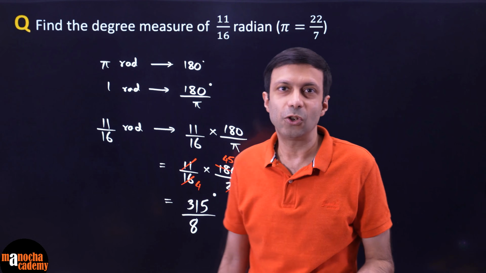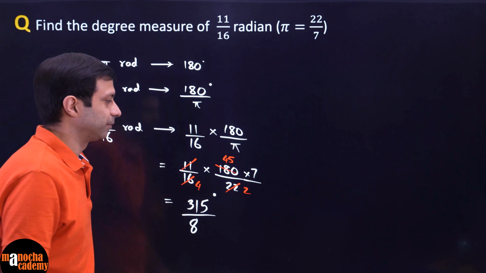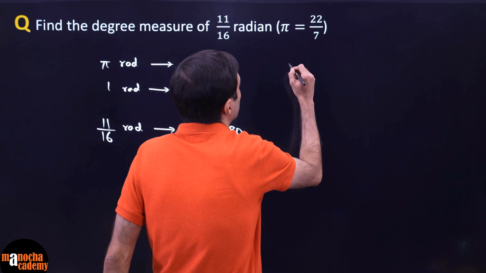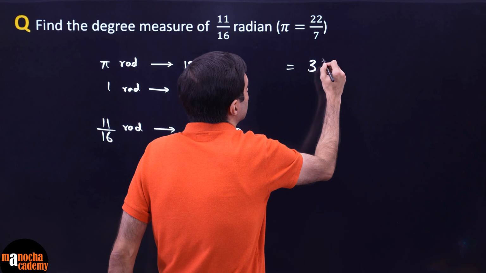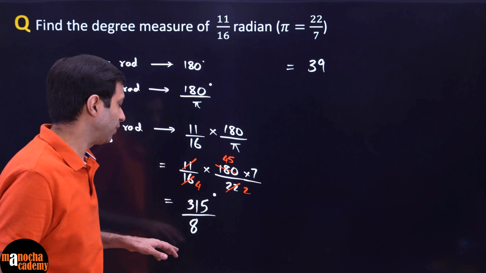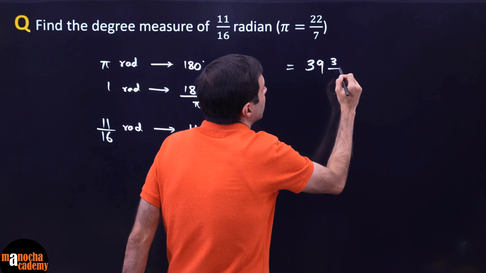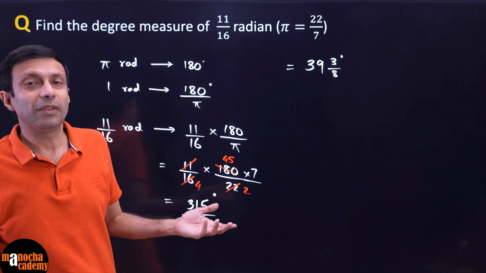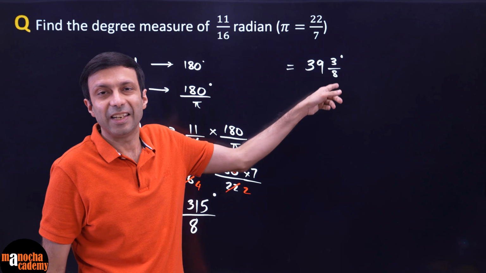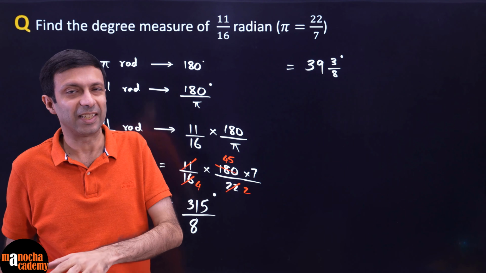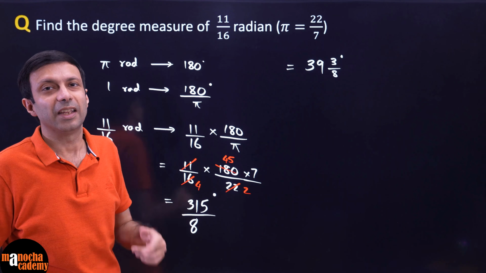Now, if you convert that to a mixed fraction, what will you get? So we shouldn't leave the answer like this, right? We should convert it into a mixed fraction, and if you divide that 315 by 8, you're going to get 39 3 by 8 degrees. But better not to leave the answer like a mixed fraction like this in terms of 3 by 8 degree. We should convert it into minutes and seconds, because remember 60 minutes is 1 degree.